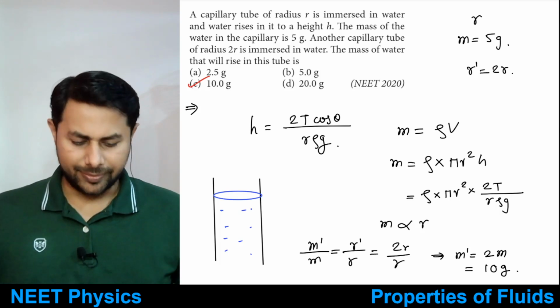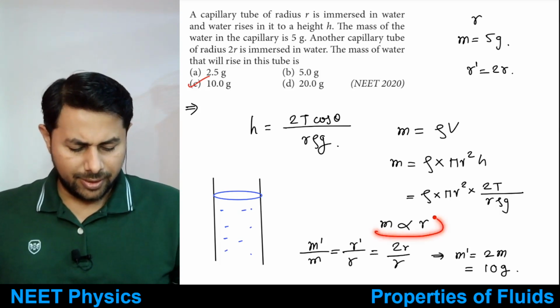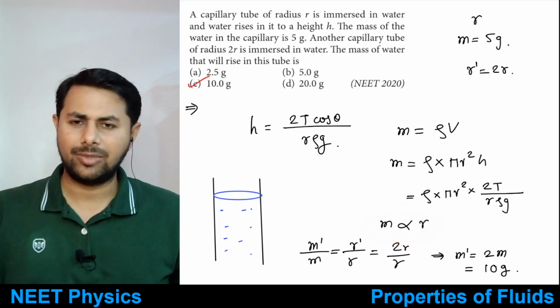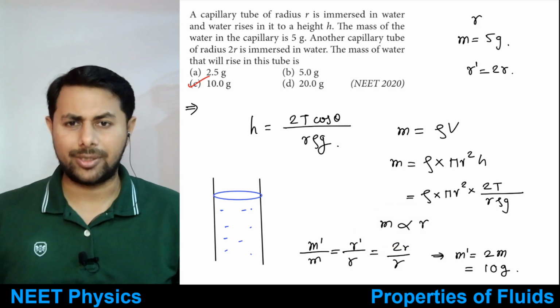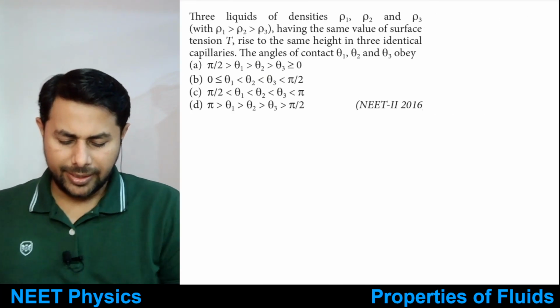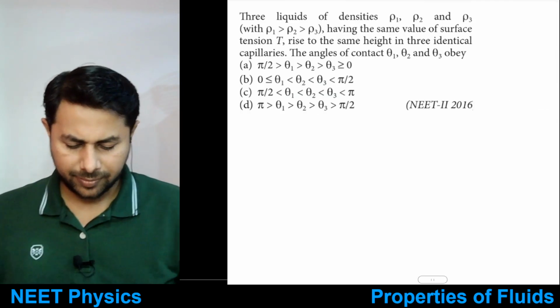Okay, good. So then we can just remember mass of the liquid column is directly proportional to radius of the capillary tube. Okay. All right. Let's see next one. So this was from NEET 2020.